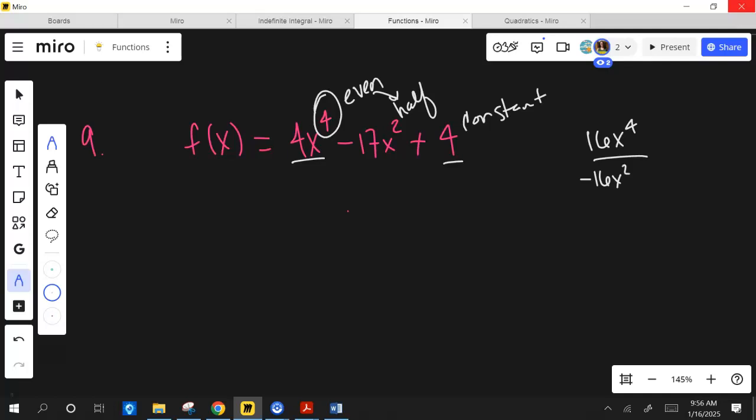Negative 16x squared and negative 1x squared. I'm going to come in and rewrite this: minus 16x squared minus x squared plus 4.